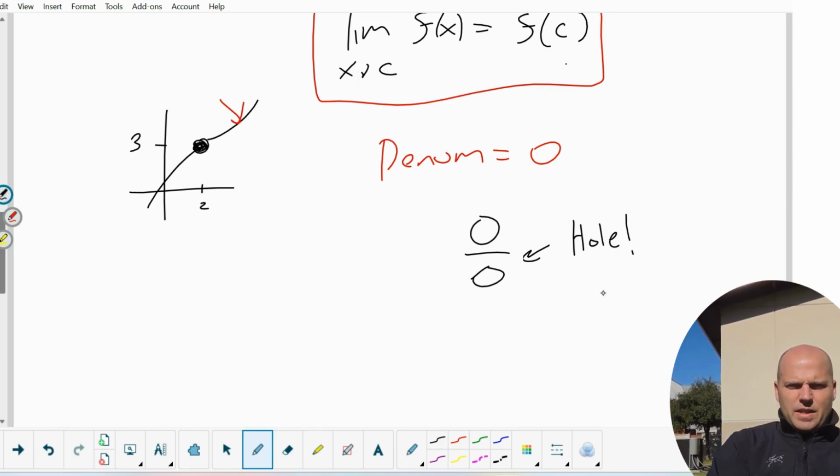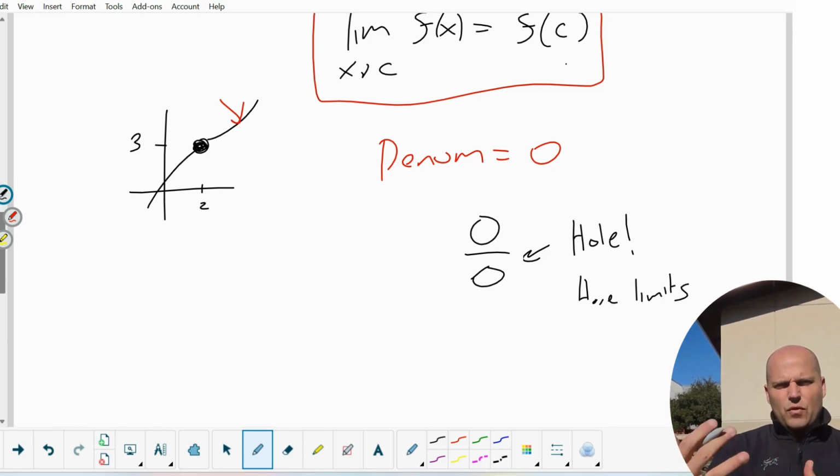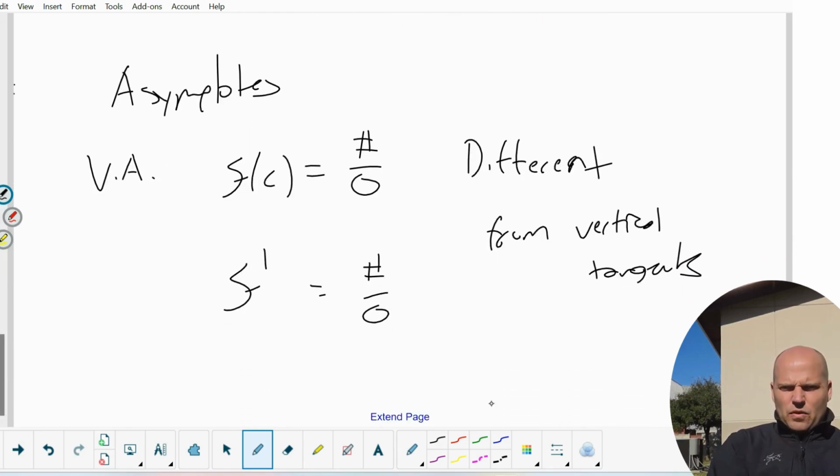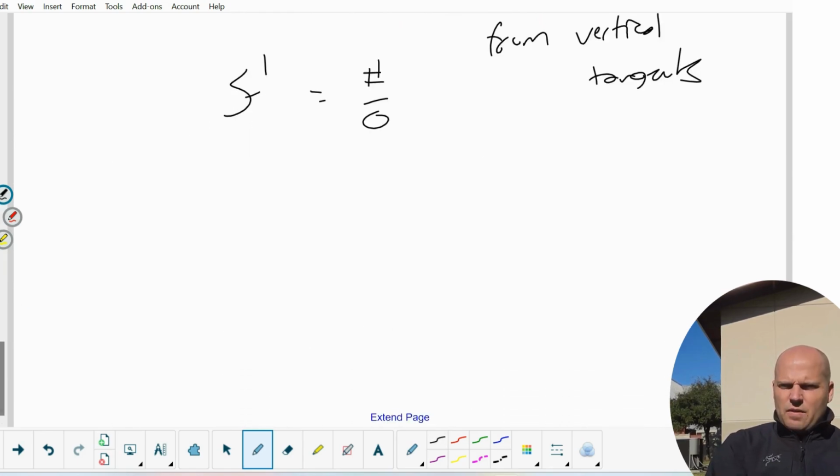Remember, holes have limits. If you're asked to find the limits, you would need to factor and try to remove the hole and remove the 0 over 0. Numbers over 0, vertical asymptotes. And then finally, a horizontal asymptote is when we are looking at plugging in infinity.